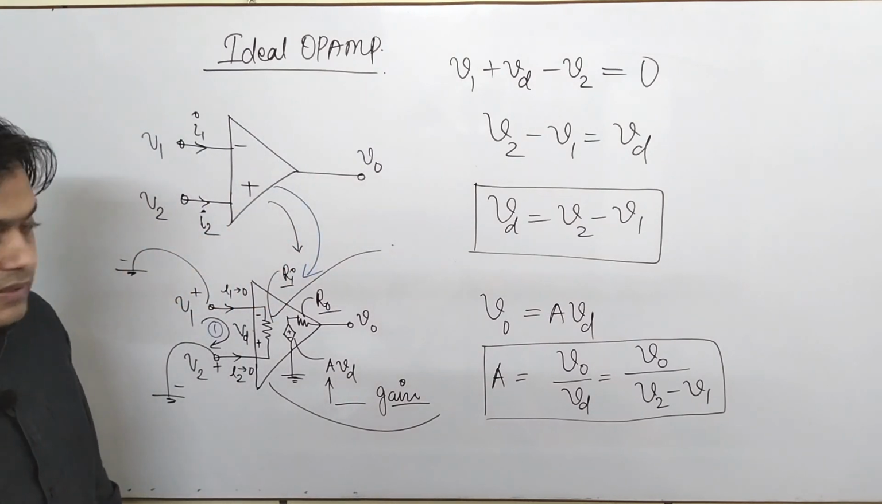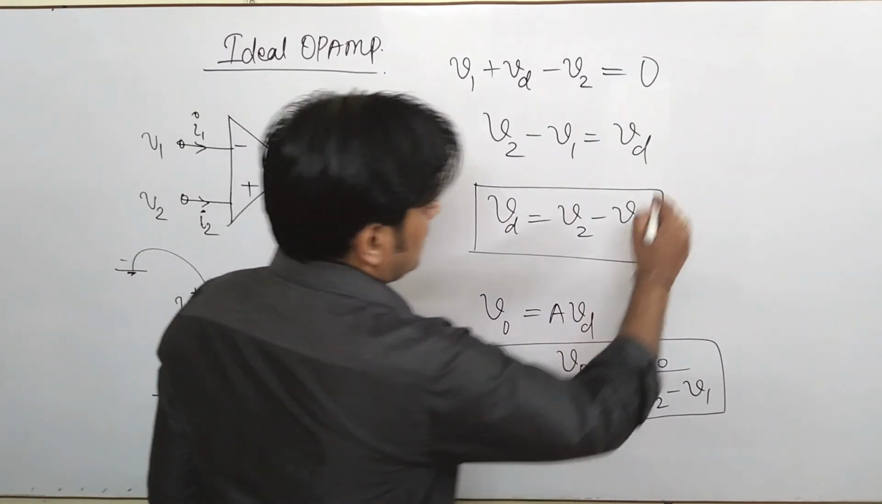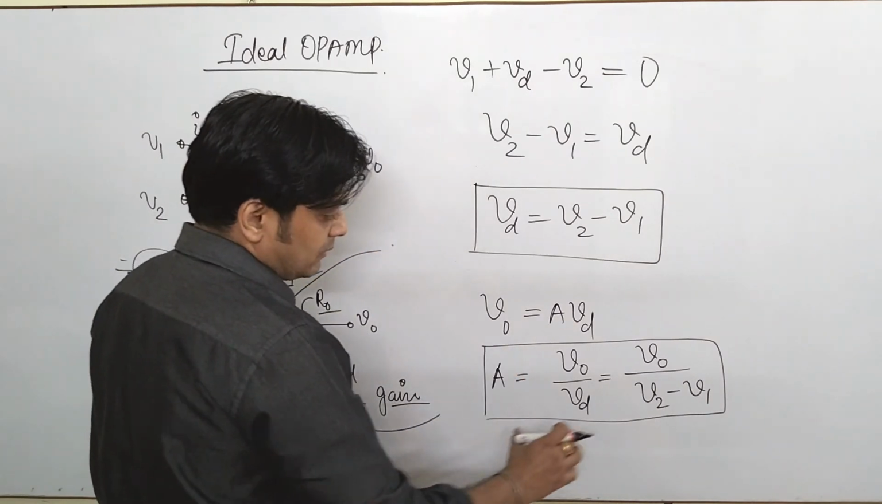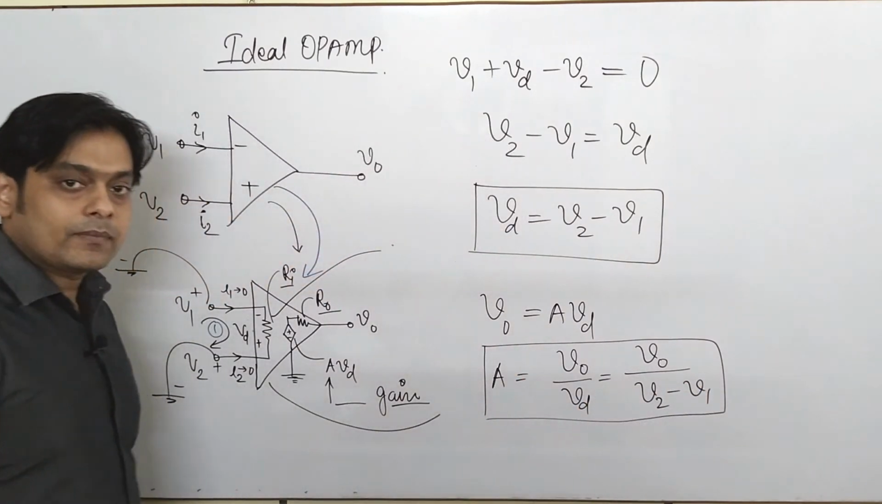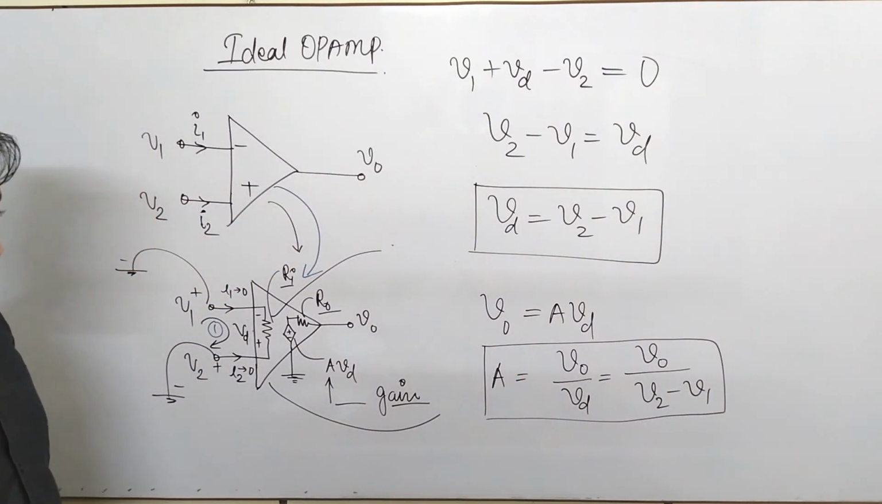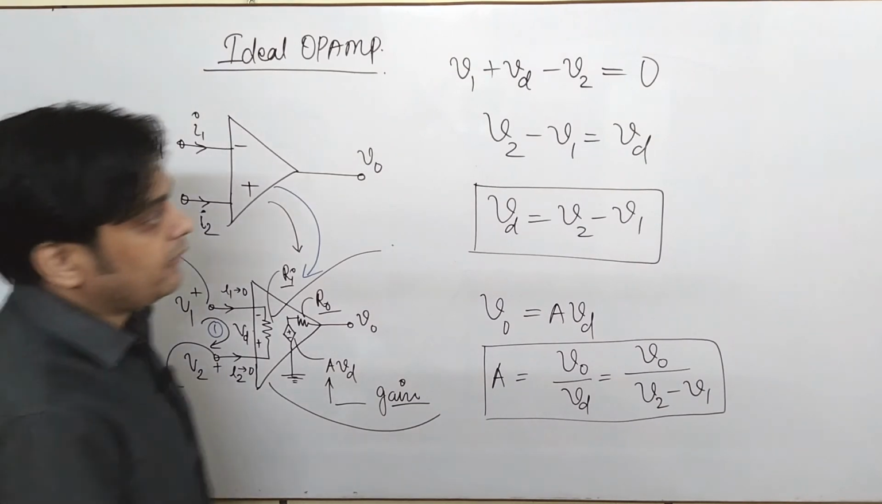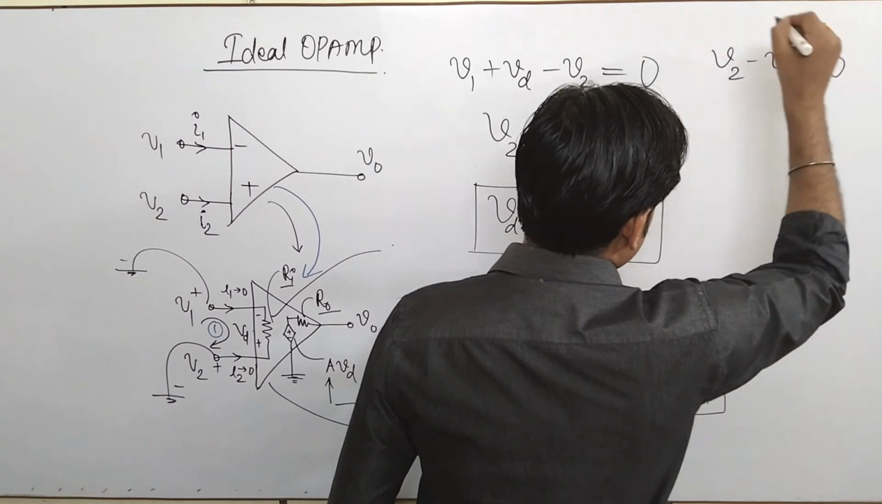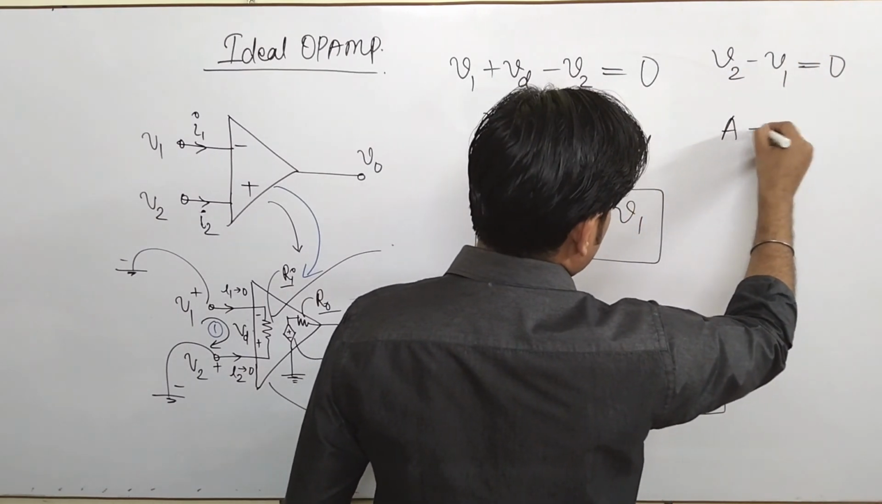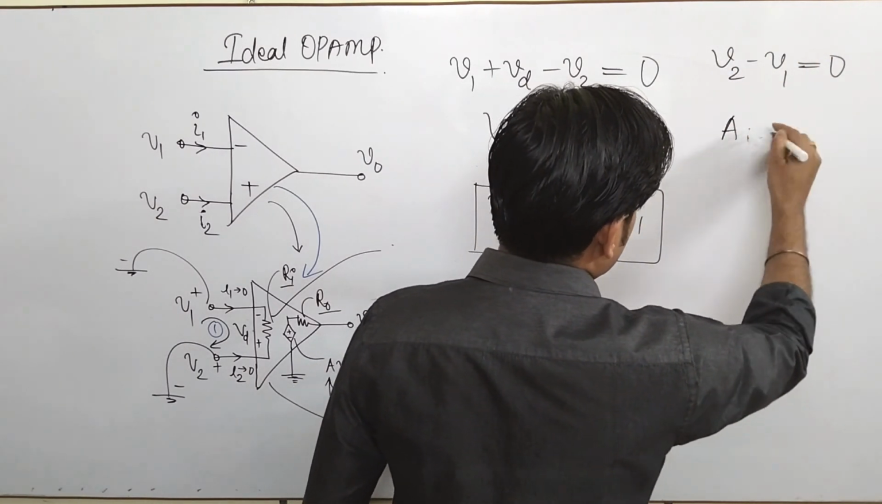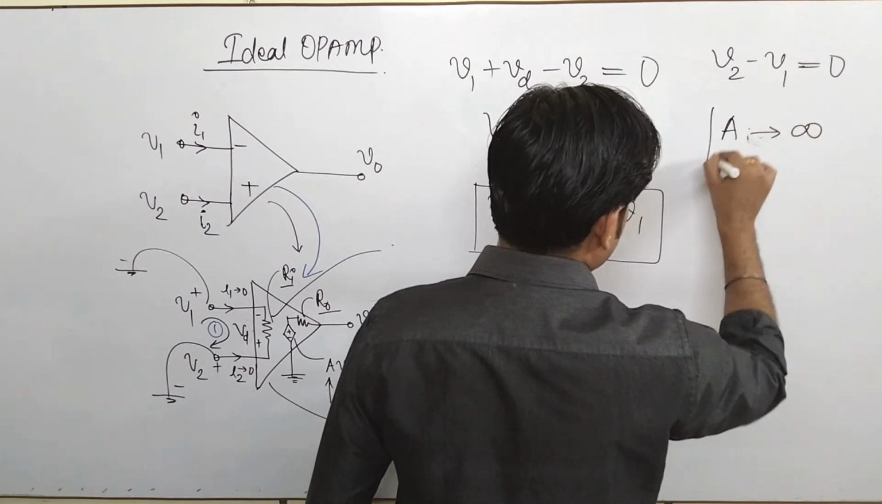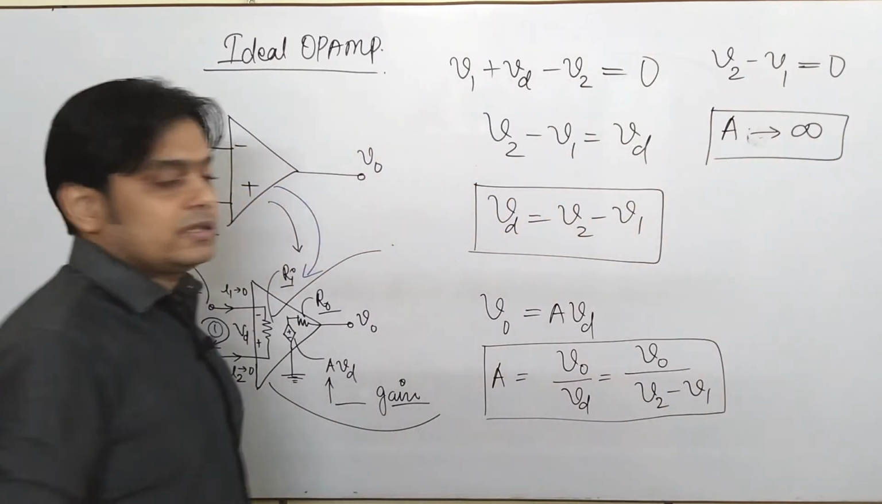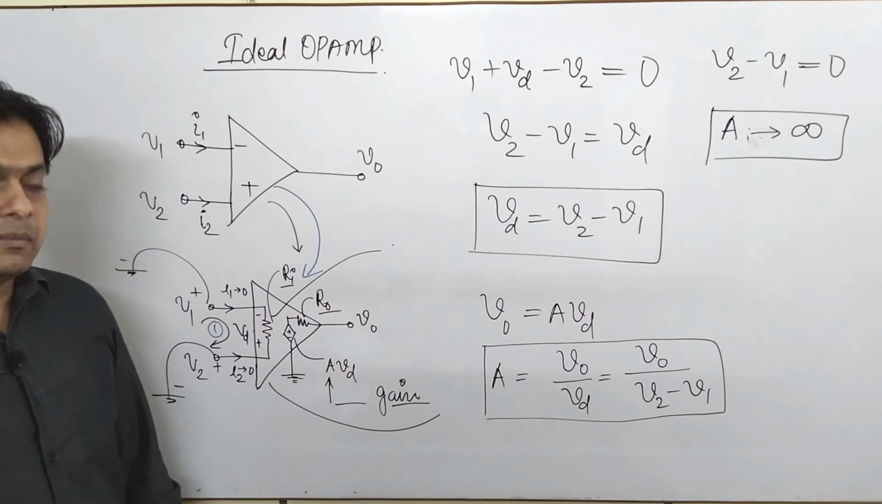Now, how is A very high? We'll see the reason A is very high is because of this difference voltage. As I said, in an ideal operational amplifier, V2 minus V1 is 0. So once it is 0, the value of A goes infinite. Yes, so this is the condition of an ideal operational amplifier.